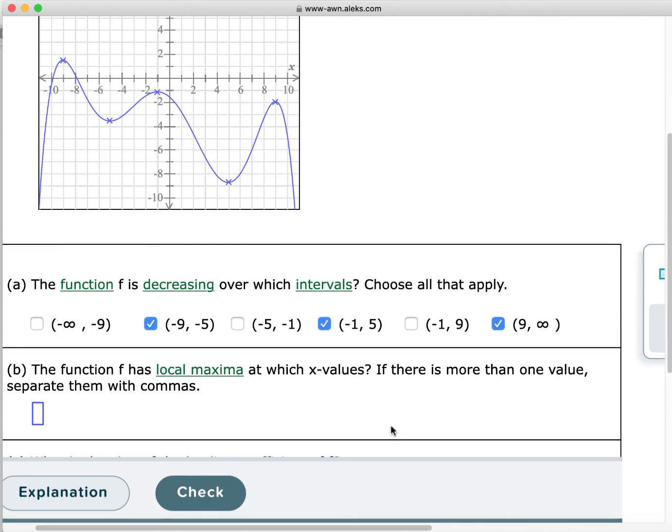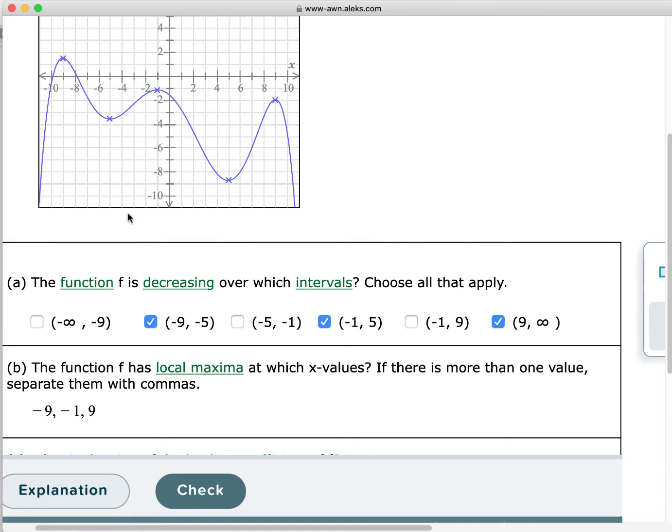It asks where this function has local maxima. Those are the high points on our graph. So I have a high point here, and that's going to occur at x equal to -9. It has a high point at this value here, and that high point occurs at x equal to -1. And notice that I'm separating each of the places where the extrema or the max occur with commas. And then that's a low point. So here I have another high point, and that occurs at x equal to 9.